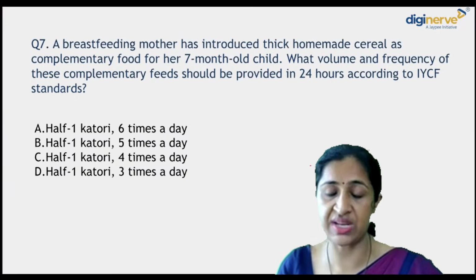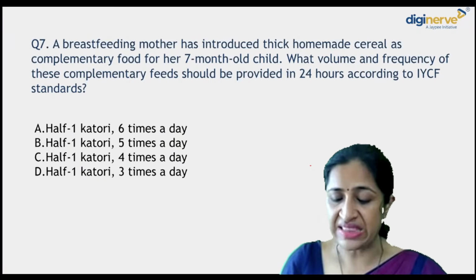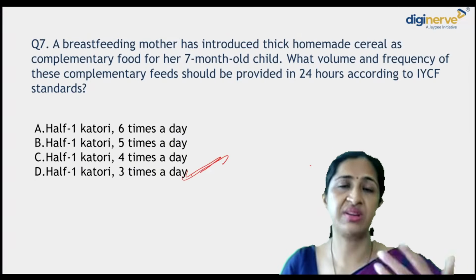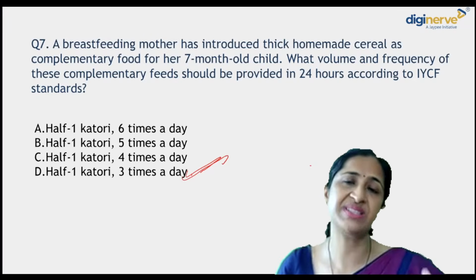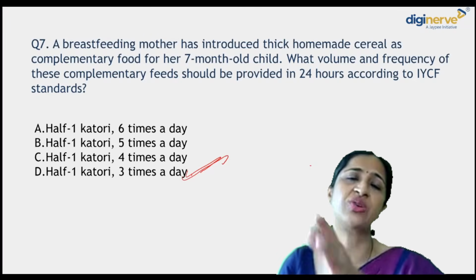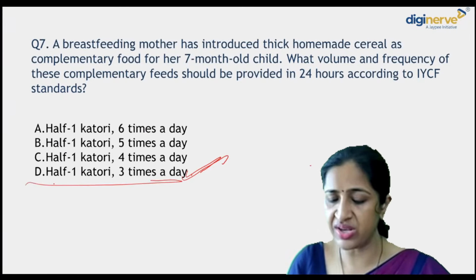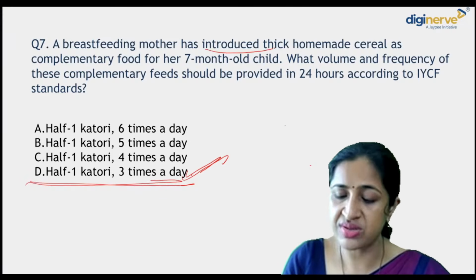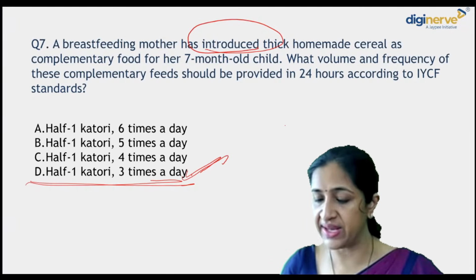Now, how many times a day? For a 6-month-old to 7-month-old, you offer it 3 times a day. Start with 2 times a day, 3 times, 4 times, 5 times a day. Half katori at 6 to 7 months, then 1 katori at 8 to 9, 10 months, you start increasing. So half katori 3 times a day is the correct answer because it is just introduced. She has just started, so at starting it is 2 to 3 times a day.